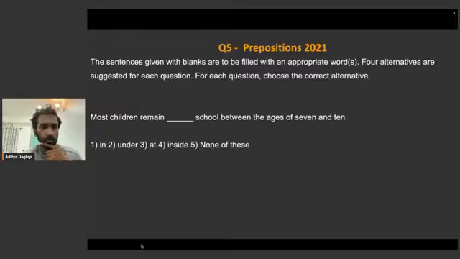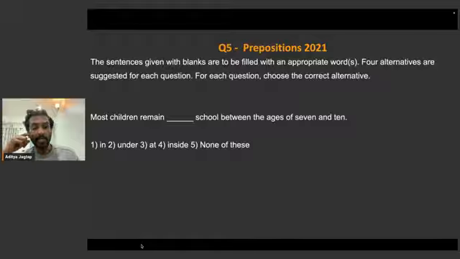All right, let's look at the next question. Most children remain dash school between the ages of 7 and 10. These are 2021 questions. You cannot afford to get any of them wrong. Even if you're watching, you're not answering, please keep a record of what you think is the answer, because I don't want you to get any of these questions wrong. They're just too easy.